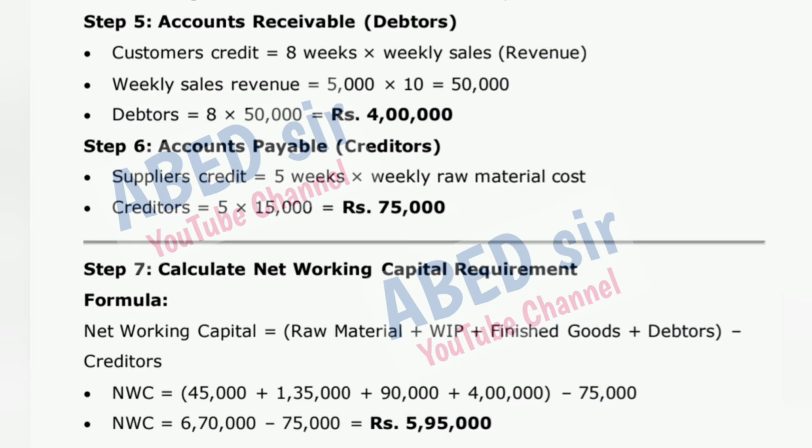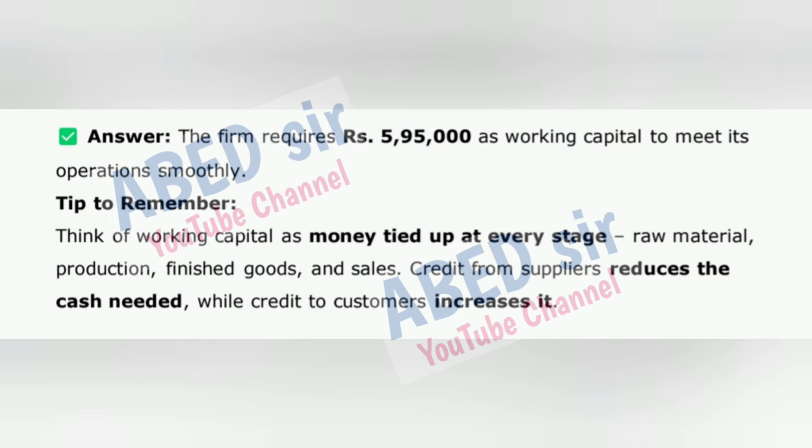Step 7. Calculate net working capital requirement. Formula: net working capital is equal to raw material plus WIP plus finished goods plus debtors minus creditors. NWC is equal to 45,000 plus 1,35,000 plus 90,000 plus 4 lakhs minus 75,000. NWC is equal to 6,70,000 minus 75,000 is equal to 5,95,000 rupees. Answer: the firm requires 5,95,000 rupees as working capital to meet its operations smoothly.